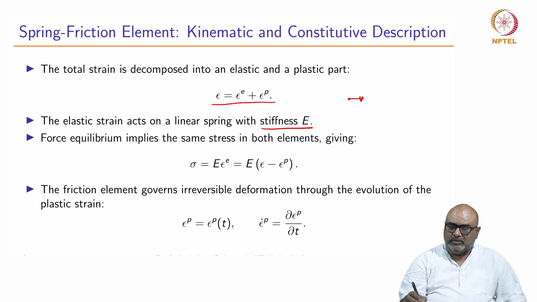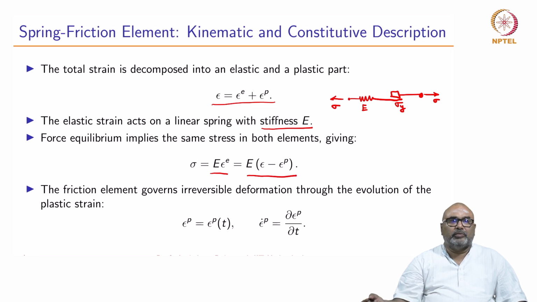So, we have the spring and then we have the frictional element. The applied stress is sigma. They both are in series. So, the stress is going to be the elastic stress, and the stress is given by E times epsilon E, where epsilon E is going to be the total strain minus the plastic strain.